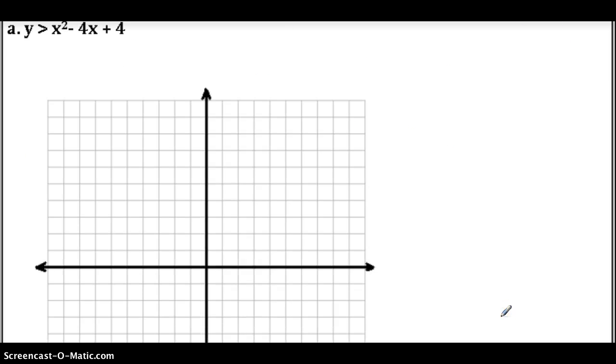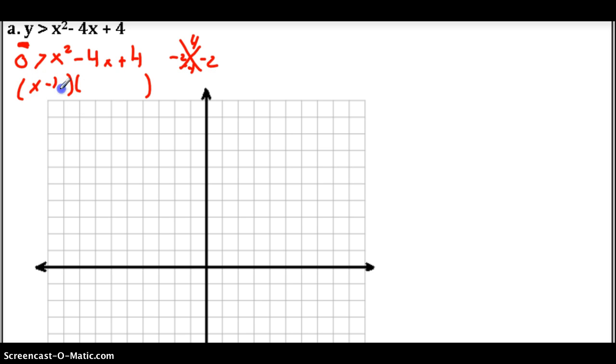Alright, moving along. This is a different kind of question. You don't have a 0 here, you have a y. You actually have to graph the parabola here. So bear with me. We're going to start off the same way we did the last time. First thing we're going to do is try to find the roots. So we're going to set this equal to 0, and we're going to say 0 is greater than x squared minus 4x plus 4. We're going to factor this, find two numbers that multiply to 4 and add up to negative 4, and that's negative 2, negative 2. So we get x minus 2 and x minus 2. That means our roots are x equals 2 and x equals 2.